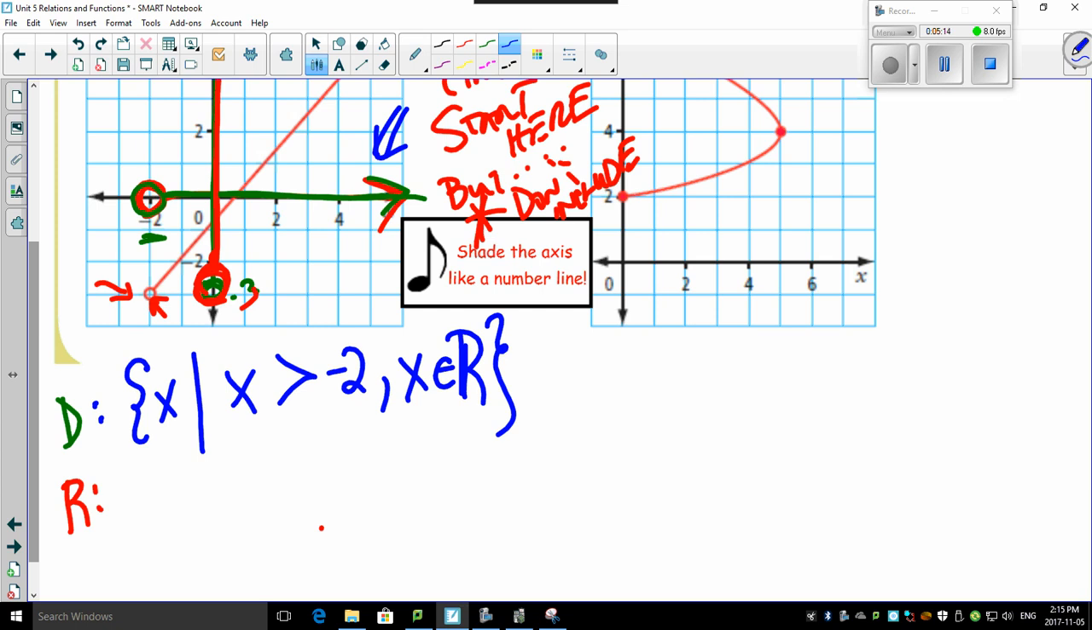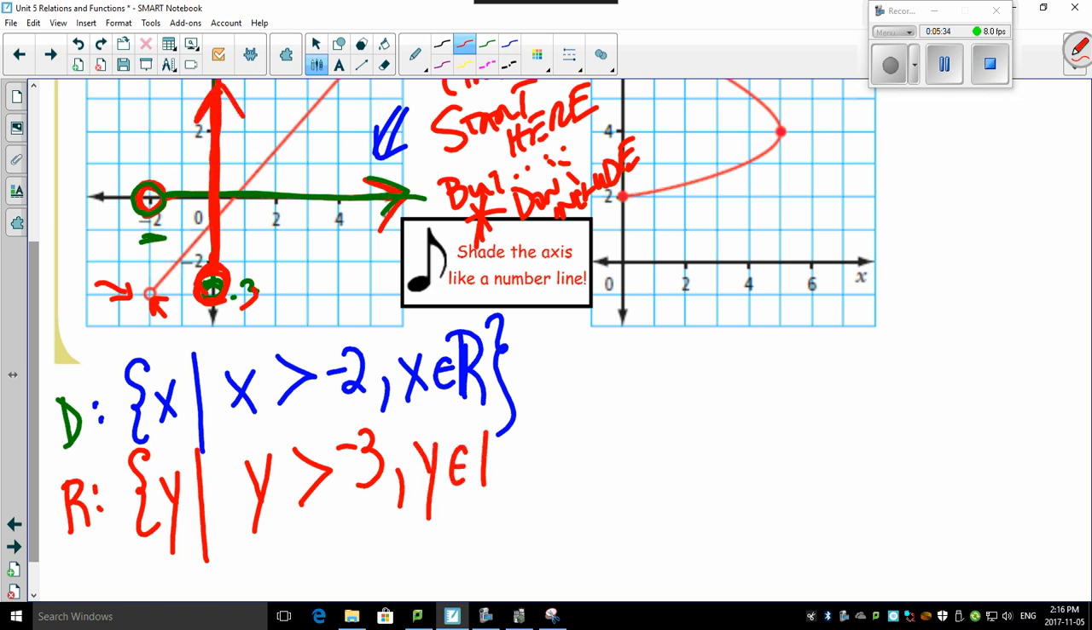So it's basically like drawing a number line again. All right, let's do the range. Range would be all values of y such that y has to be greater than -3, and you can see it's bigger than -3. It's going in that direction. And again, all y values have to be part of that real number system. That's how you do those things.